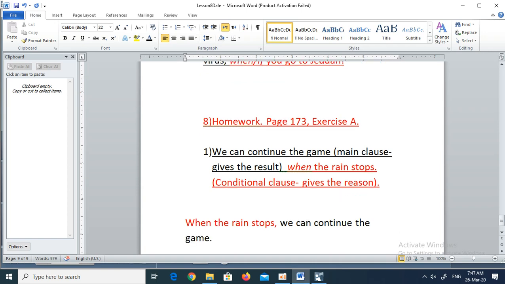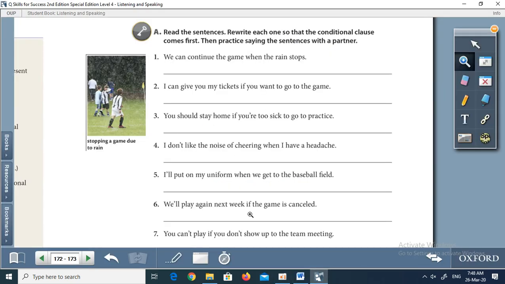All right. So all they want you to do on page 173, exercise A, is to reverse the order of the clauses. So where they were giving the conditional clause second, they want you to rewrite the sentence so the conditional clause comes first and the main clause now comes second. Very easy to do. I need you to complete all the other sentences.